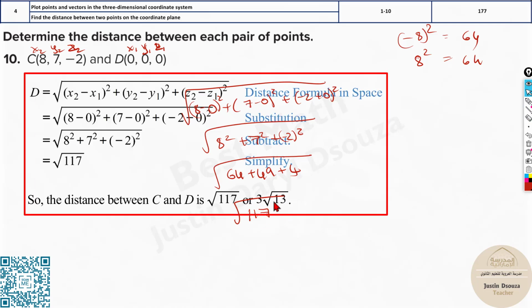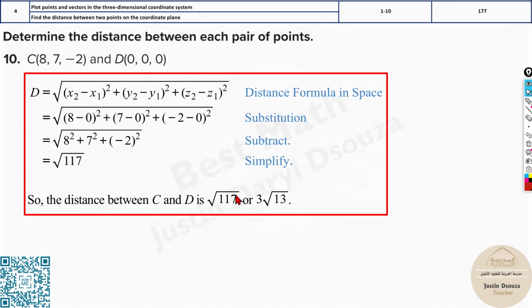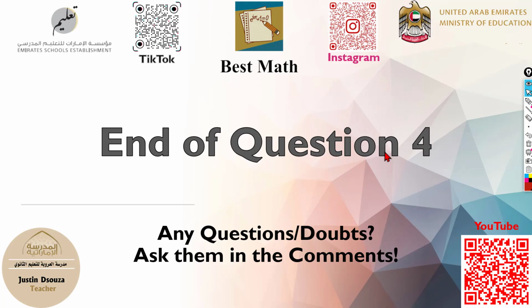Or it can be written as 3 root 13 because you can take a common term out and then we can solve it. Over here 117 is basically 9 times 13, so the square root of 117 can be simplified. 9 can be written as 3 and this is 13. So this is 3 root 13. Or you can just put it in the calculator, you'll directly get this answer. So that's how we solve these 3-dimensional problems. And that's the end of this question.